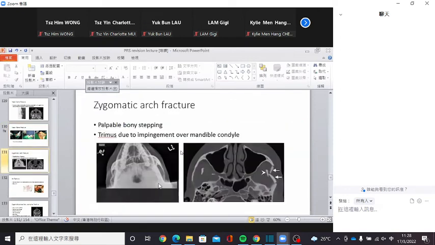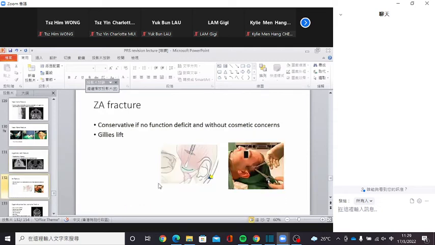Zygomatic arch fracture. So this is the zygomatic arch. When it's fractured, it could compress on the mandible condyle and cause trismus, and that is the only hard indication for its reduction. Otherwise, the patient could just leave it alone. If it doesn't affect the jaw opening, it could be managed conservatively.